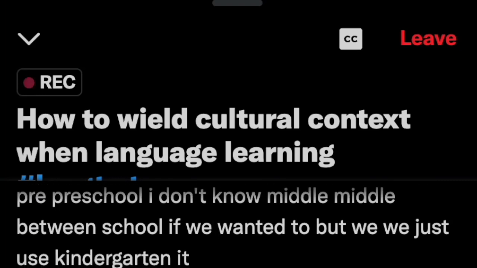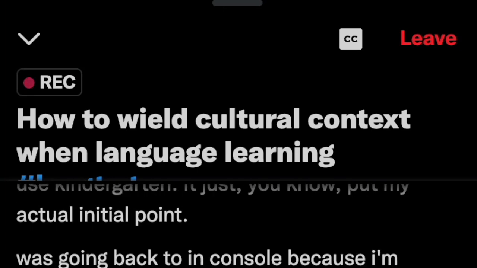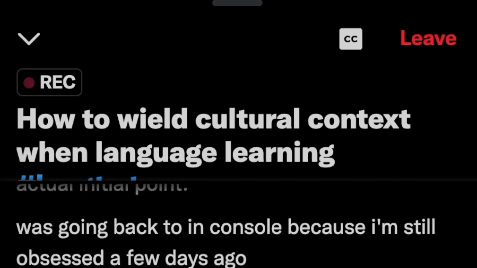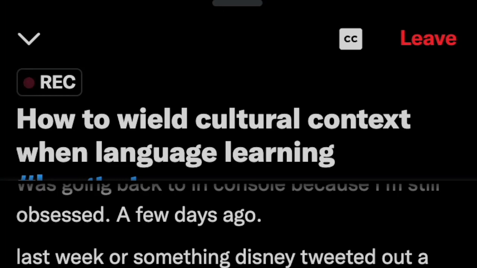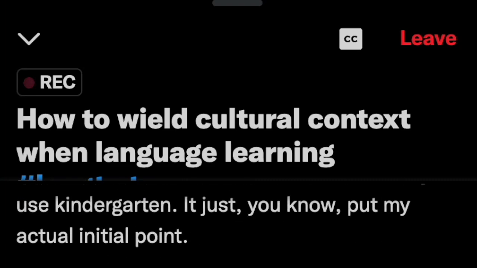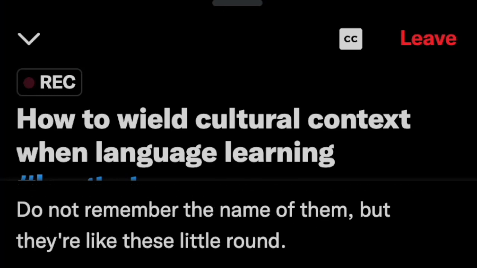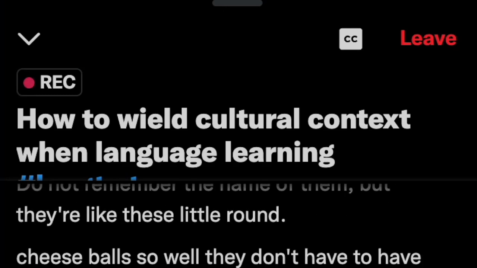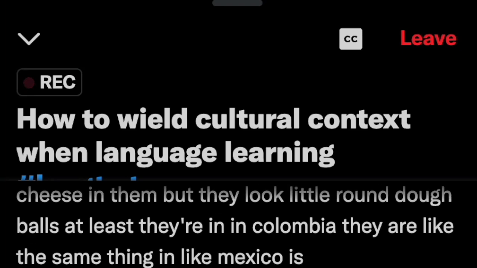But my actual initial point was going back to Encanto, because I'm still obsessed. A few days ago, or like last week or something, Disney tweeted out a recipe for these little round cheese balls. I do not remember the name of them. Well, they don't have to have cheese in them, but they're these little round dough balls. At least they are in Colombia. The same thing in Mexico is a completely different thing.